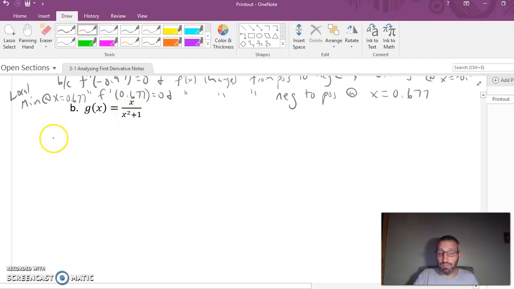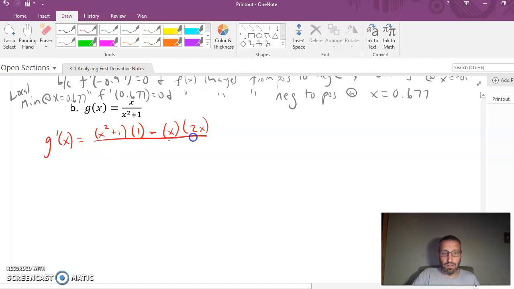Now, first derivative of this function is a quotient, right? x over x squared plus 1, or x divided by x squared plus 1. That means we need a quotient rule to help us. So g prime of x here is going to be low, x squared plus 1, d high, which is 1, minus high function x, d low, 2x, all over x squared plus 1, all squared.